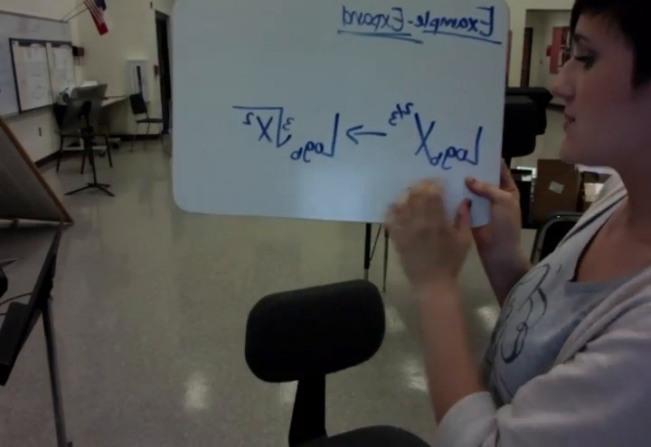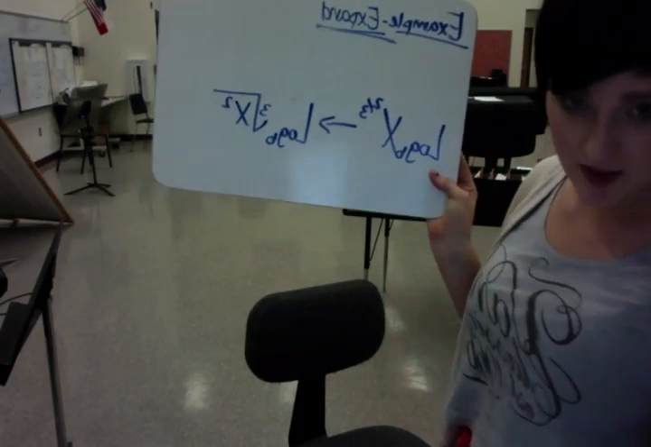Cool? So that's what that's going to look like if you ever have a fraction in your exponent. That's what you're going to need to condense it to.